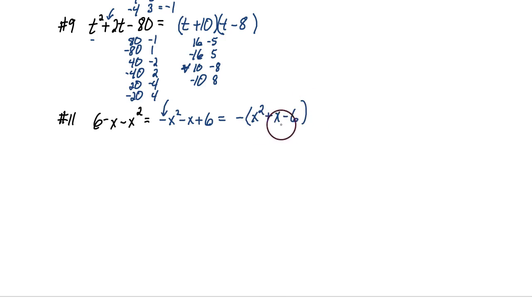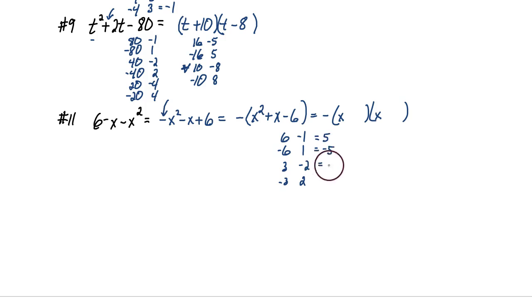Now look at the trinomial. It's not a perfect square trinomial, but it might still factor using FOIL. So there's the negative, and here's the two sets of parentheses. X times x is the x squared. Now what numbers multiply to make negative 6? We have 6 times negative 1, or negative 6 times positive 1, 3 times negative 2, or negative 3 times positive 2. These combine to 5, to negative 5, to 1, and to negative 1.